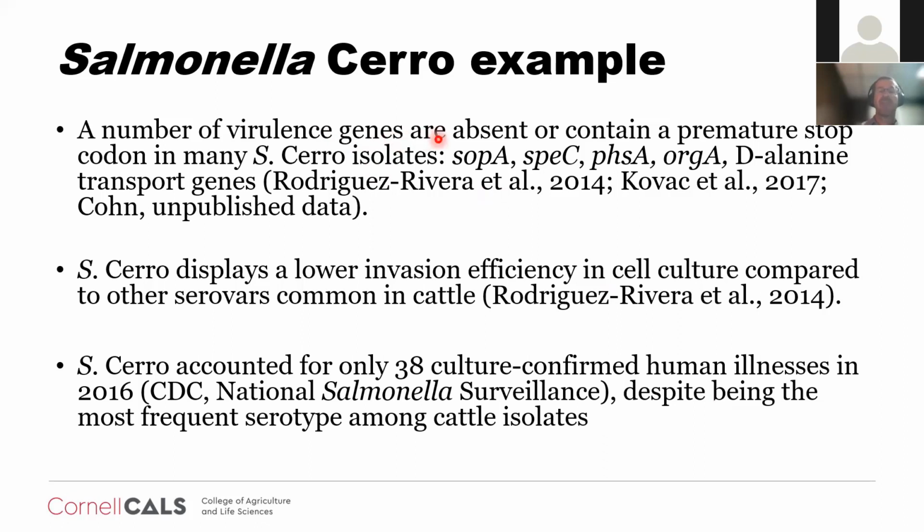We find that a number of virulence genes are absent or have mutations that make them non-functional, such as SopA, FisA, etc. When we test Salmonella Sero in tissue culture, when we try to infect human cells, they show lower invasion efficiency. So this is what I call this classic convergence of epidemiology, phenotypic, and genomic data that support that Sero is a reduced public health issue.